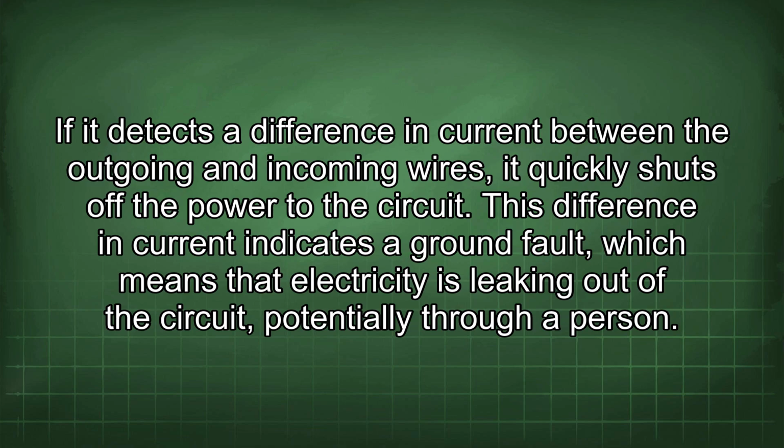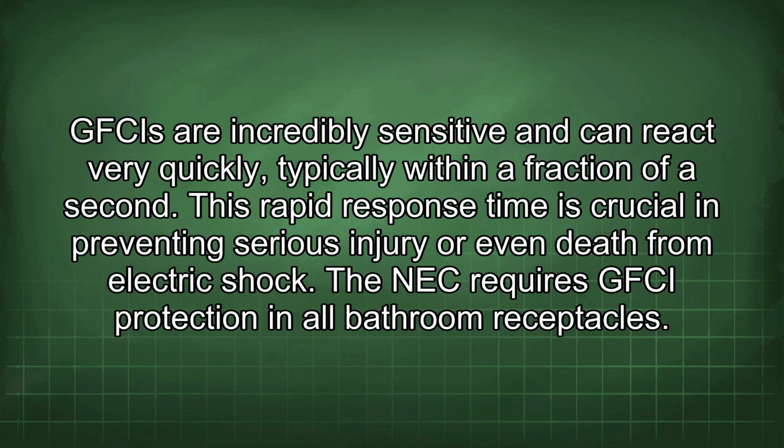If it detects a difference in current between the outgoing and incoming wires, it quickly shuts off the power to the circuit. This difference in current indicates a ground fault, which means that electricity is leaking out of the circuit, potentially through a person. GFCIs are incredibly sensitive and can react very quickly, typically within a fraction of a second. This rapid response time is crucial in preventing serious injury or even death from electric shock.